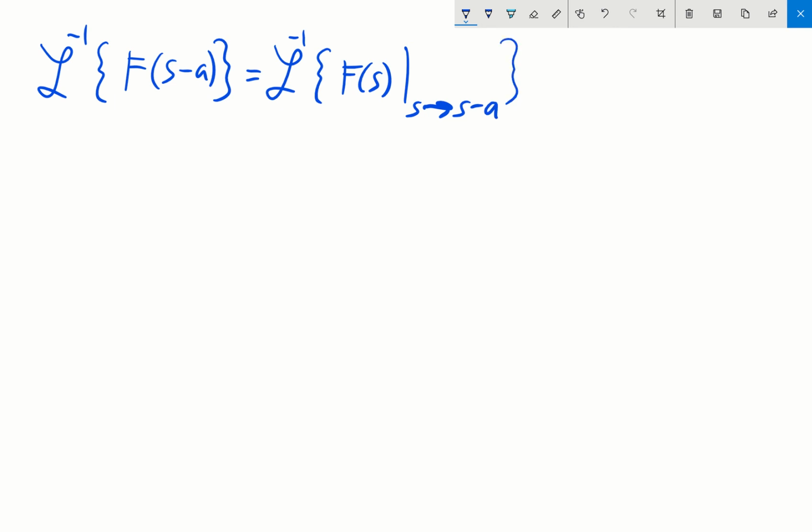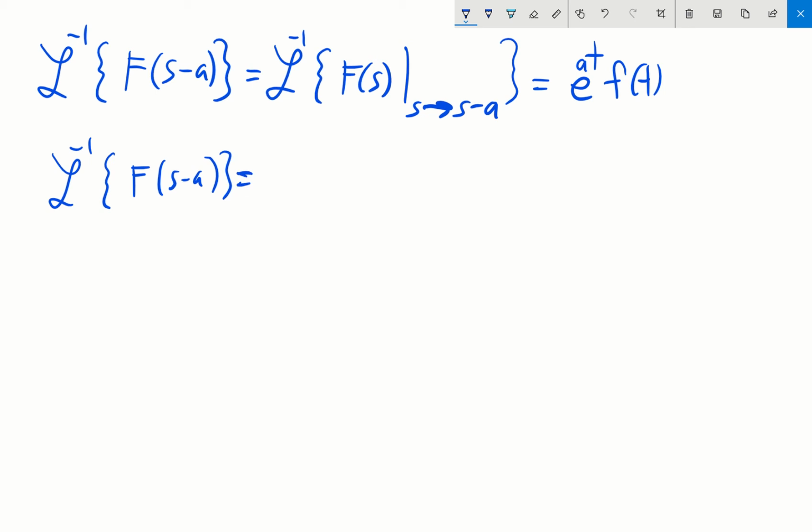We know that the Laplace transform of the inverse Laplace of capital F of s is equal to little f of t. And then the translation part of this comes from the factor e to the at multiplying f of t. So this is how we translate an inverse Laplace translated function. The inverse Laplace of F of s minus a is going to be equal to e to the at times little f of t.